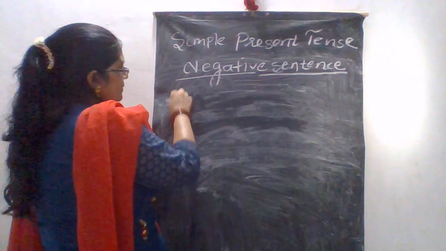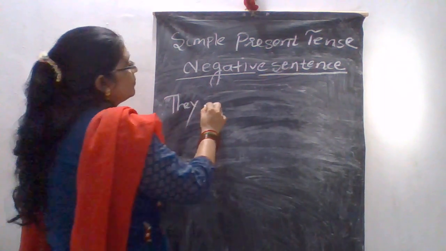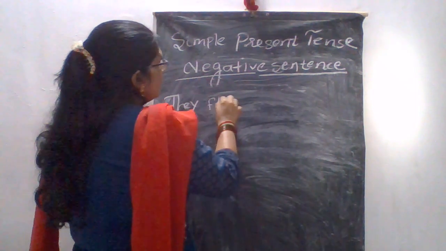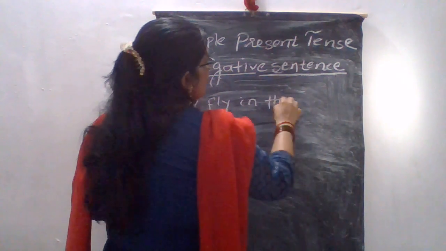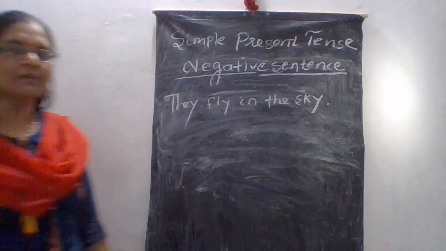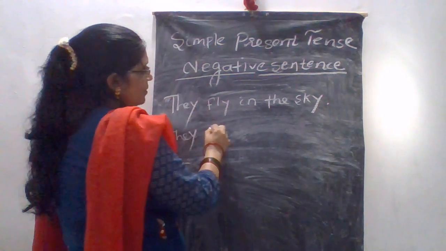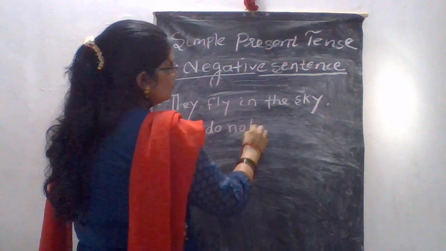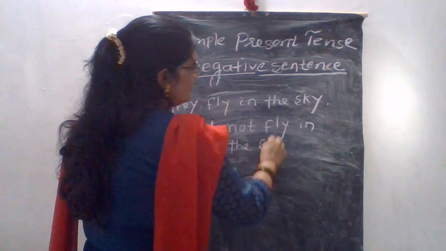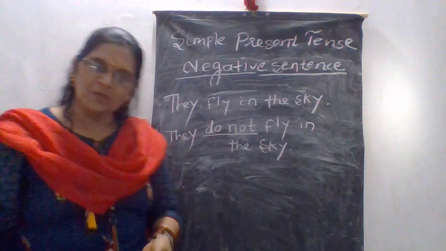Last example we will take. They fly in the sky. How can you make it negative? See here, they. What is the hidden verb here? Do. So we can write: they do not fly in the sky. Understand everyone? I hope you understand.